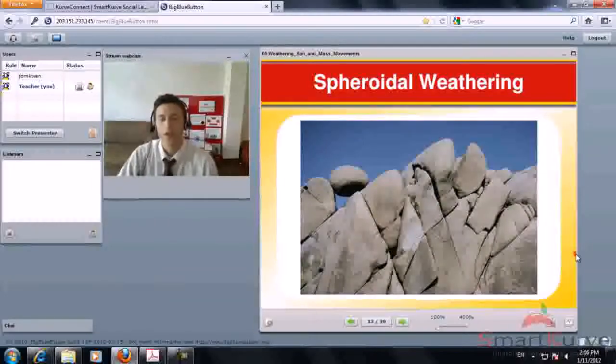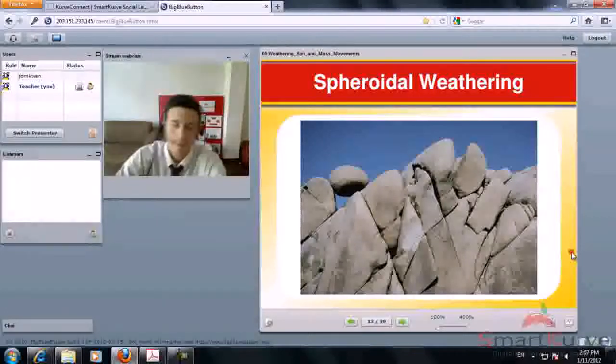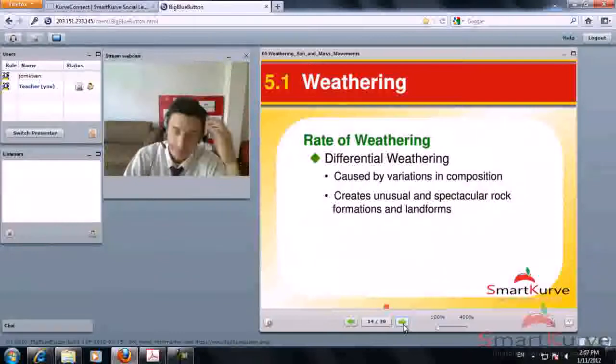On slide 13, you see that picture that I promised you of spheroidal weathering. Yeah, this is the kind of thing you would be more likely to see in Thailand than in a very cold region, because that warm, moist air is going to cause more spheroidal weathering, more chemical weathering.